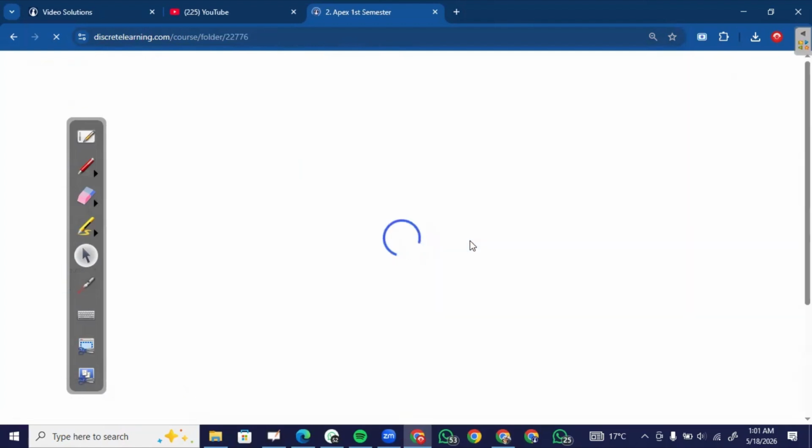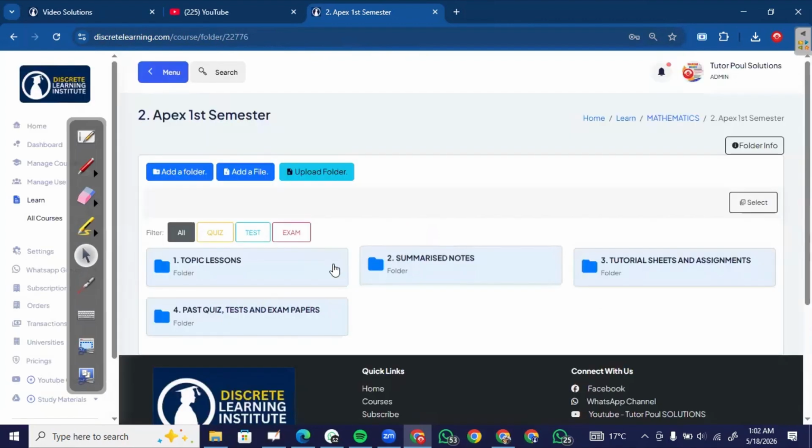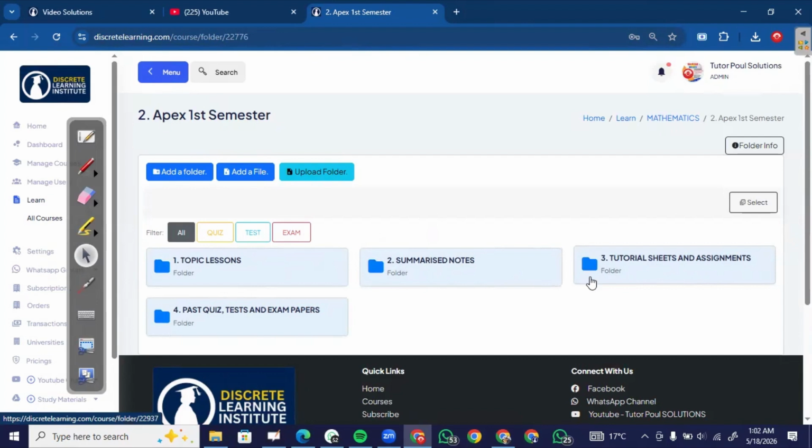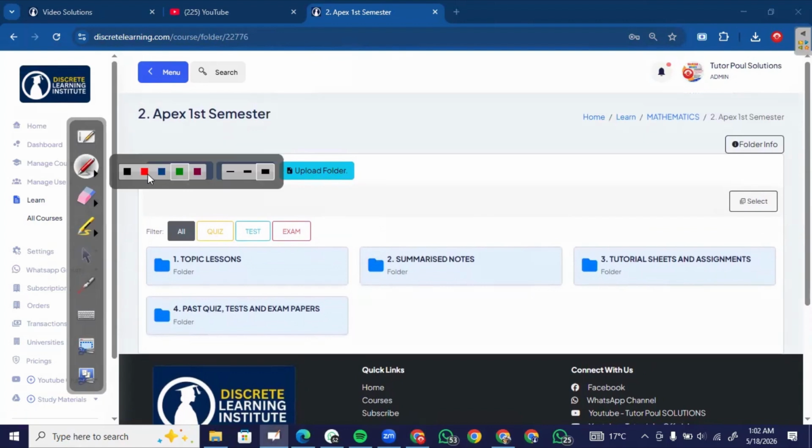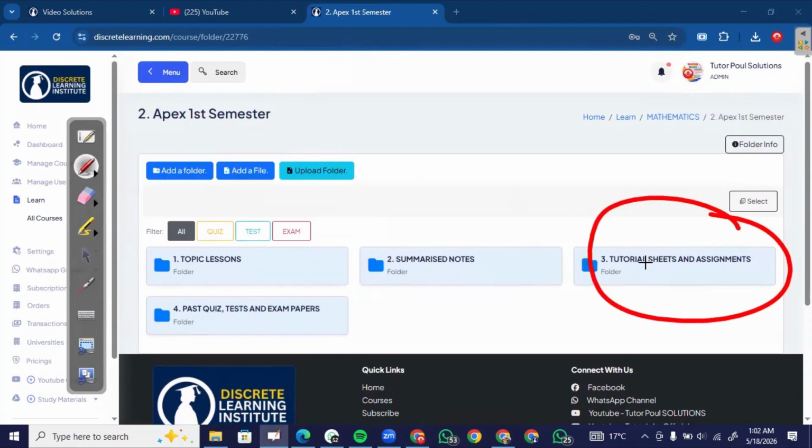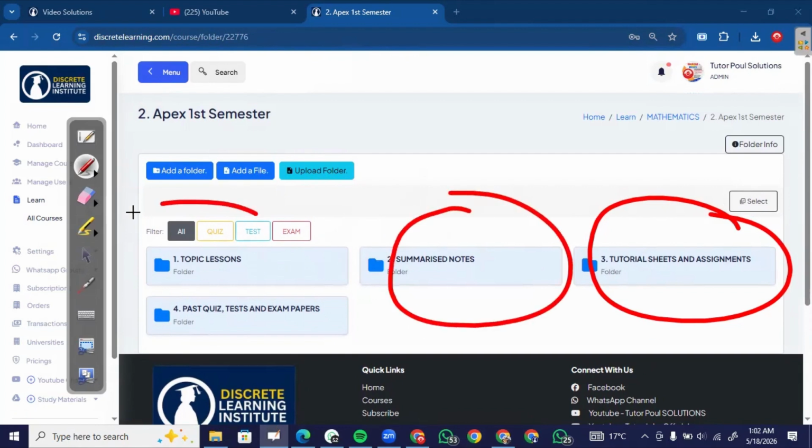Once I open the folder, you're going to find a folder for topic lessons, summarized notes, tutorial sheets and assignments, and then past papers, past quiz, tests and exam papers. In this folder here, there are full tutorial sheet videos. You can just go there, pick your intake, and access them. Here there are some summarized notes, and here there are topic lessons. So you pick whatever you want.